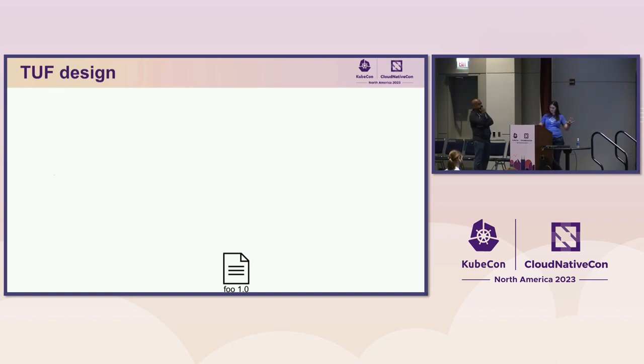So for this design, we're going to start with a particular package. We're calling it foo, that someone wants to distribute securely. And also, this doesn't have to be a piece of software. We'll get into this more in the case studies, but other things could also be securely distributed this way, which should become clear as we talk about it.